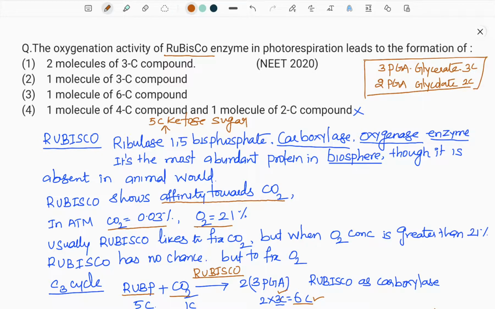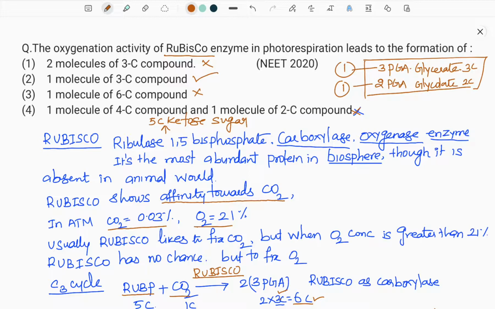Now, let us see the question here. He said 2 molecules of 3-carbon compound. That's wrong. 1 molecule of 3-carbon compound is there. But 1 molecule of 2-carbon compound is also there. That is not mentioned here. So let's go to the third option. 1 molecule of 6-carbon compound. No, it's wrong. 1 molecule of 4-carbon compound is also wrong. Then what is right? 1 molecule of 3-carbon compound. This is right.